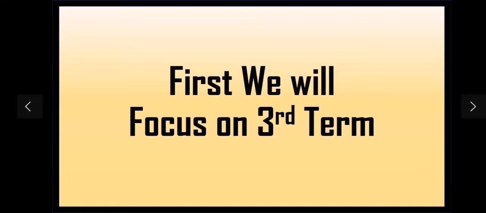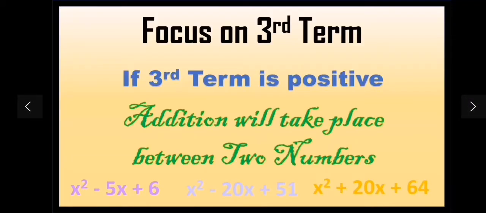So as I told that in this video I am going to clear the one part. So first of all we have to focus on the third term. If the third term is positive, we have to add the numbers which we are thinking. मतलब the numbers whose product is equal to the product of first and third term. So we have to add those two numbers.